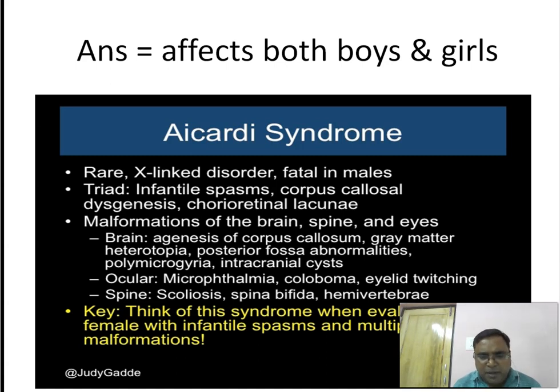So any CNS malformation in a girl child with infantile spasm, we have to suspect Aicardi syndrome. Or easy to remember, the most common finding in Aicardi syndrome is corpus callosal agenesis. The one thing to remember, it affects only the girls.